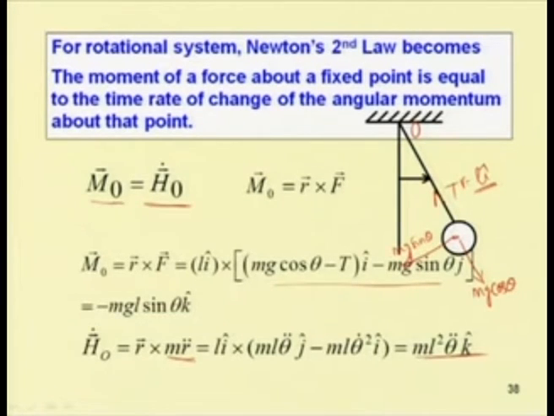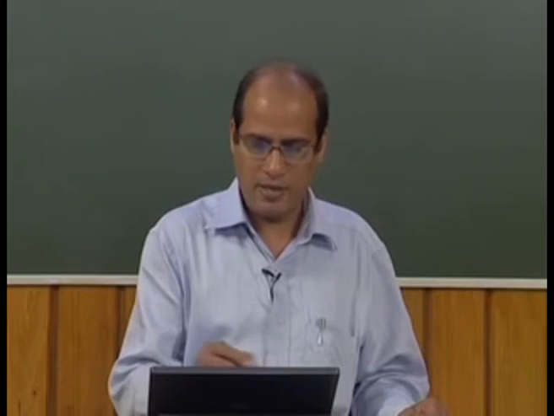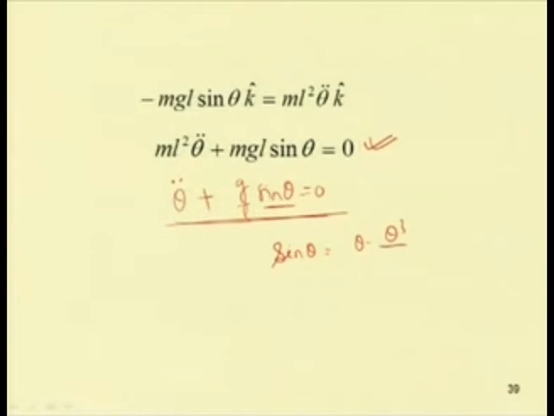Now, by equating these two terms, one can find the equation of motion to be this. So what we obtained before, the equation of motion, is theta double dot plus g by L sin theta equal to 0. One can write the nonlinear equation of motion by expanding the term sin theta, so sin theta equals theta minus theta cubed by 6. In this way one can write the equation of motion.